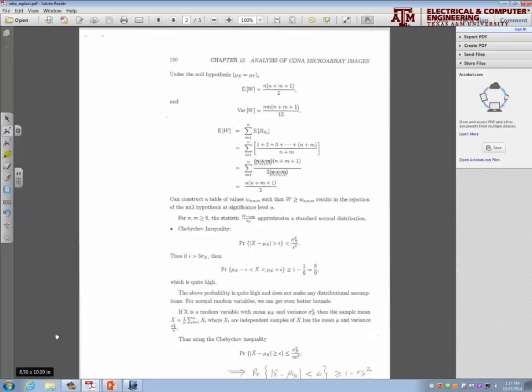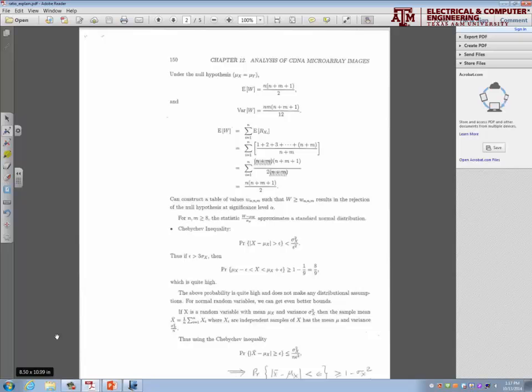So if x is a random variable with mean mu x and variance sigma x squared, then the sample mean x bar, which is 1 over n sigma i going from 1 to n x_i, where x_i are independent samples of x, has the same mean mu, but the variance is sigma x squared over n, right? So you can now apply the Chebyshev inequality to the sample mean.